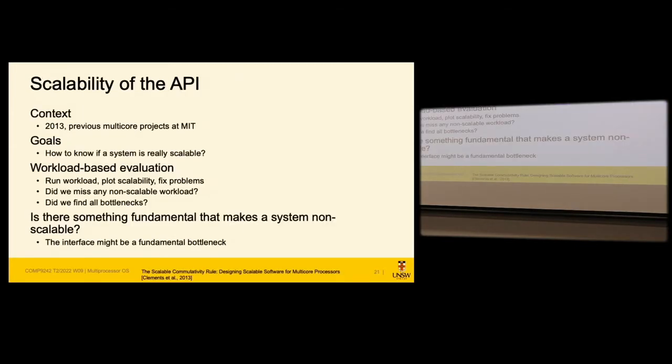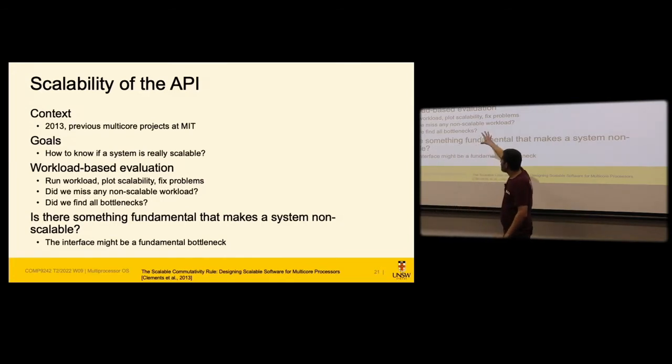So, same group again, a couple of years later, is thinking more about scalability. They've got a bunch of experience with other multi-core projects at MIT. They've done Core, they've done this Linux scalability, they've done MOSBench, which is their multi-core benchmark, and so on. They start asking themselves, how do we know if our system is really scalable now? Have we done everything we can to make it scalable?